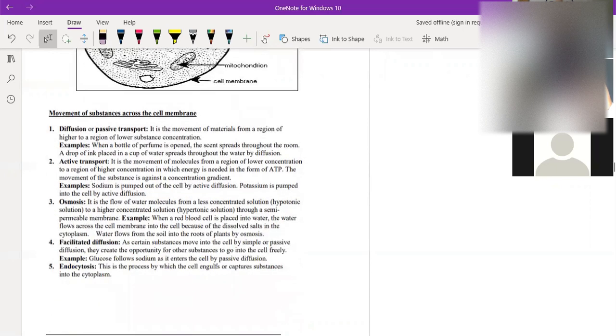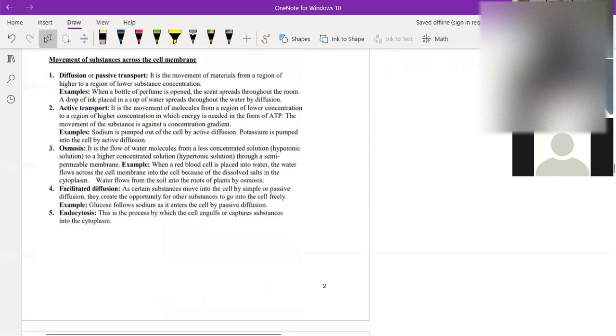Okay, great. So with that knowledge, we'll delve into movement across the cell membrane. Now, this is also very important to know. Every time they will ask a question on that one. It's something he always does. So know all the different movements.